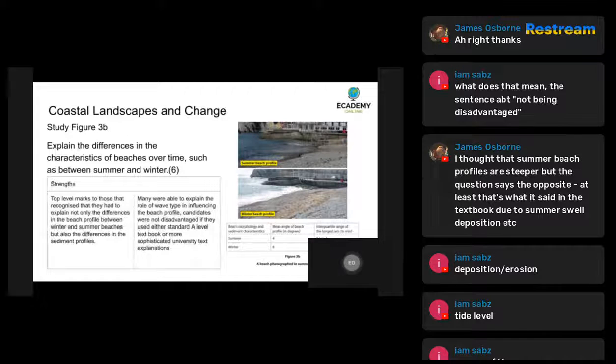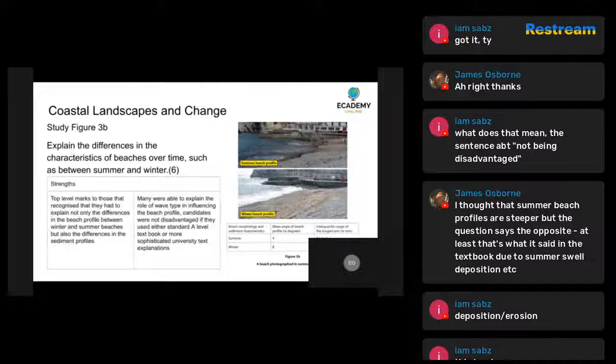Process, landform. Process, landform. If you know those two things and you're able to describe them, you will consistently get high-level marks in the exam itself. Right. Coastal landscapes question: evaluate the view that coastal management policies are mainly based on economic judgments.